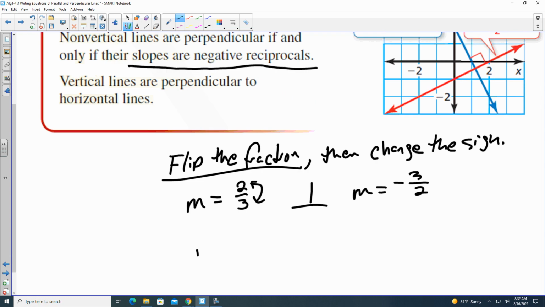So if I had a slope of negative 4, my perpendicular slope would be a positive 1/4, because remember, you have to imagine this is negative 4 over 1, and that is how we can determine our perpendicular slope.